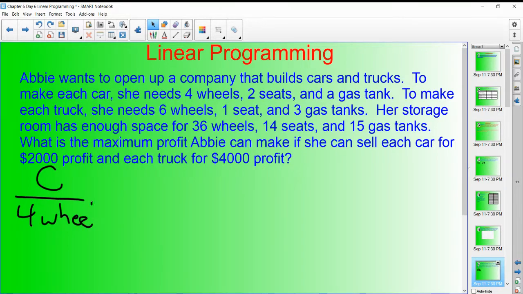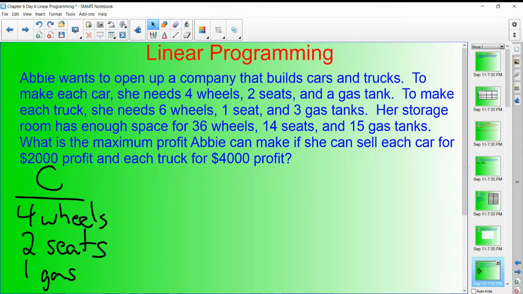4 wheels, 2 seats, and 1 gas tank. And you may want to make lists of information so that we can write it into our inequalities. Okay, so we have a list for cars, trucks, and storage room. So what total materials do we have? Now we'll get to the last part later.